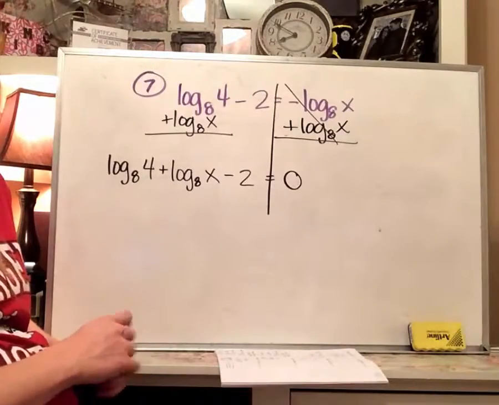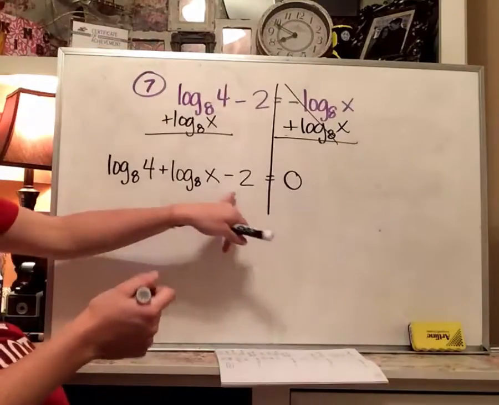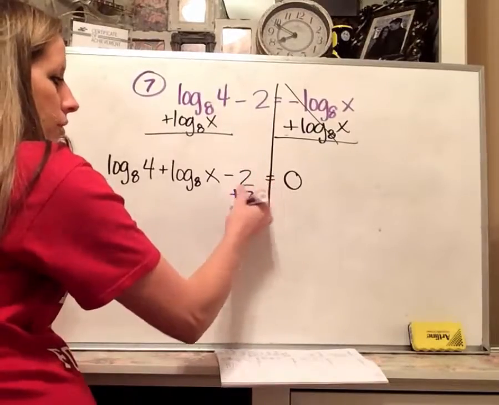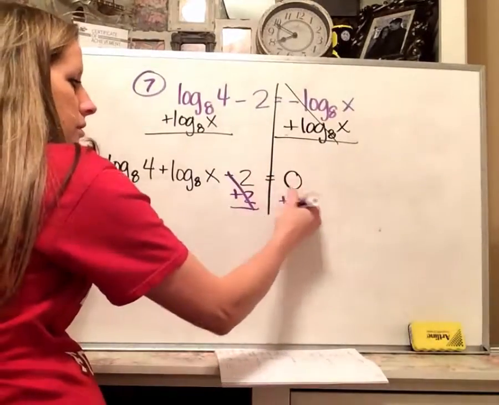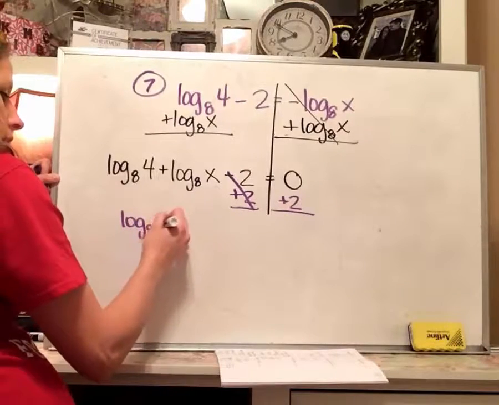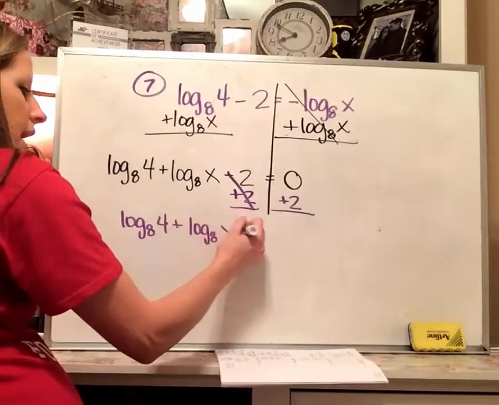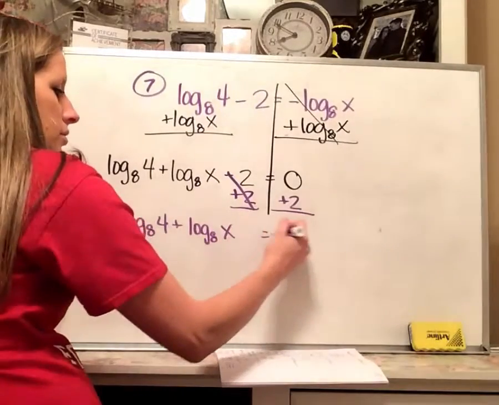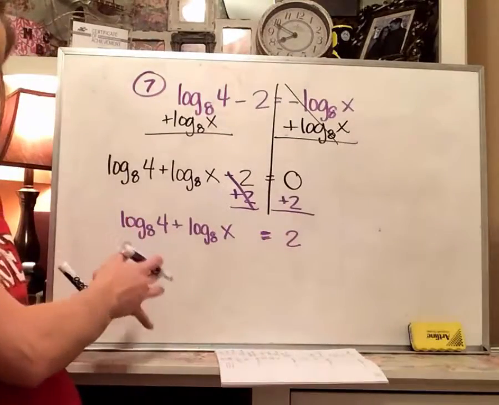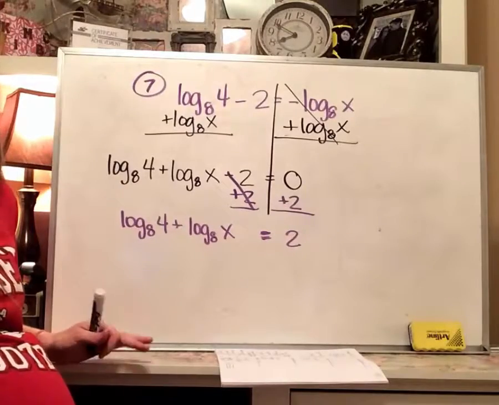You want to get your logs by itself. So I'm going to move the 2 to the right side. I'm going to add 2 to both sides. So I get log base 8 of 4 plus log base 8 of x equals 2. You see how now all I have on the left side are log base 8? That's what you want.